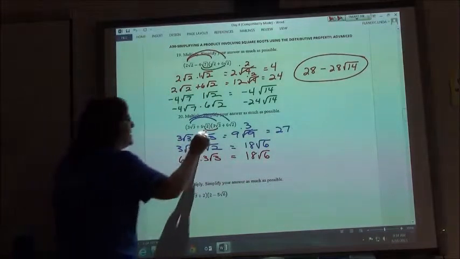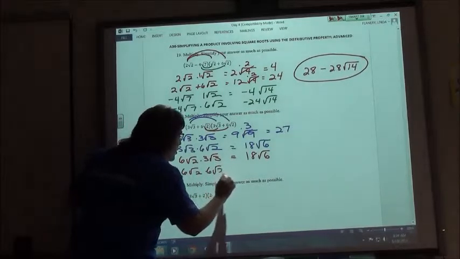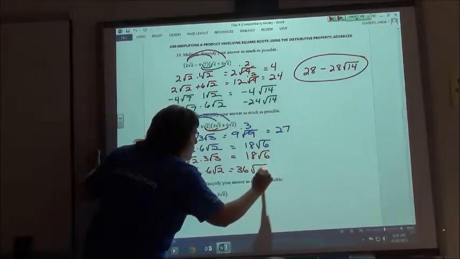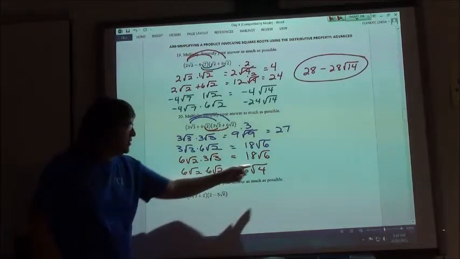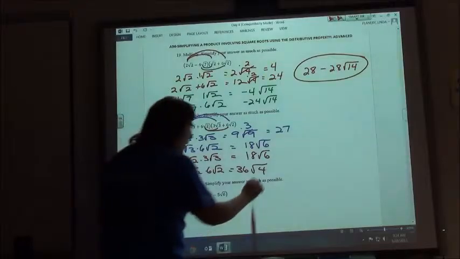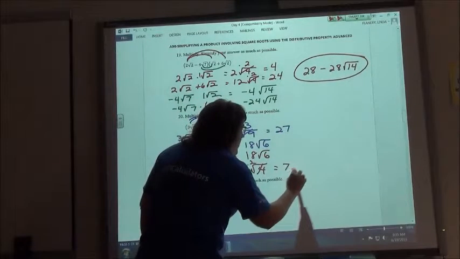And then I do my last pair. 6 square root of 2 times 6 square root of 2 would give me 36 square root of 4. 6 times 6 is 36, and 2 times 2 is 4. 4 is a perfect square. I'm going to make that a 2. 36 times 2 is 72.